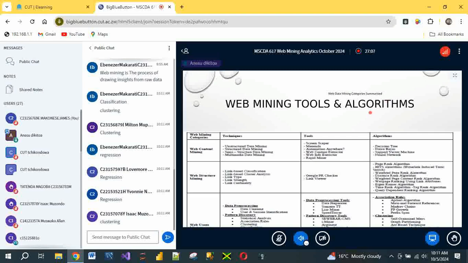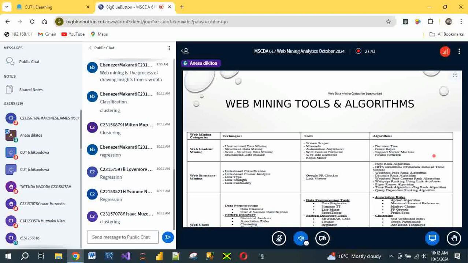So, what are the web mining tools and algorithms? For web content mining, you have these tools that you can use. Screen scraper, if you go on Google, just Google screen scraper, there's Mozenda, there's a web content extractor, RapidMiner, and these are the algorithms that fall under web content mining: decision trees, naive Bayes, support vector machines, and neural networks.